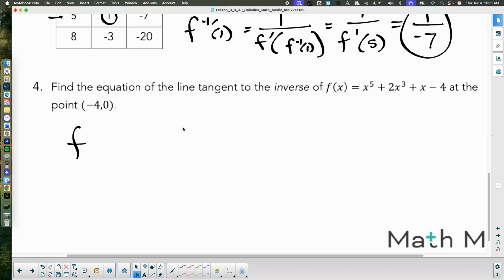Find the equation of the line tangent to the inverse of f at the point -4. Should I give you a couple minutes to try this one? Go ahead. I was about to just start doing it, and then I realized you probably wanted to try it.